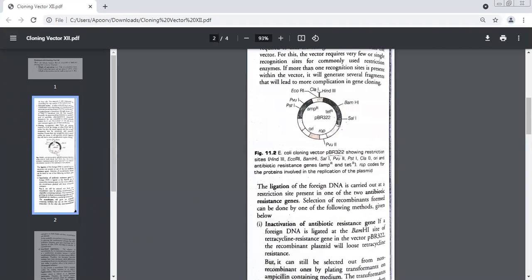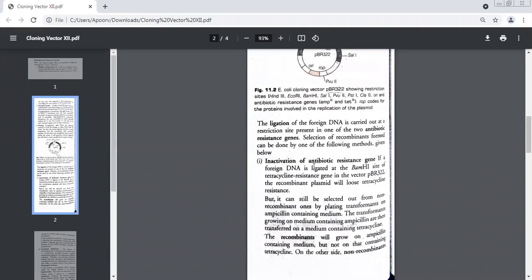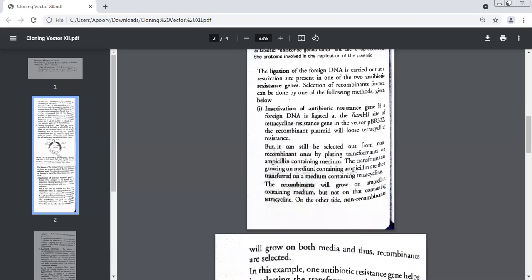Which are the two antibiotic resistant genes we had in this vector? Tell me. Ampicillin and? Tell me the second one. Tetracycline. Which were the two antibiotics we had here? Ampicillin and tetracycline. Yes. Now let us see how we can ligate, how we can stick this foreign DNA to these genes. There are certain steps in this.